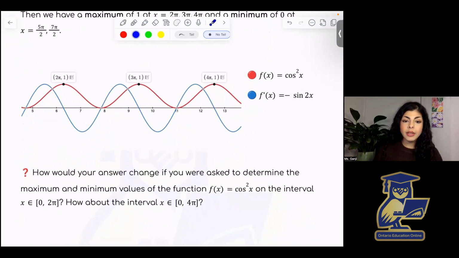And finally, you're asked to find what the maximum and minimum values would be on a different interval, such as this one or this one. And that's the end of our lesson.